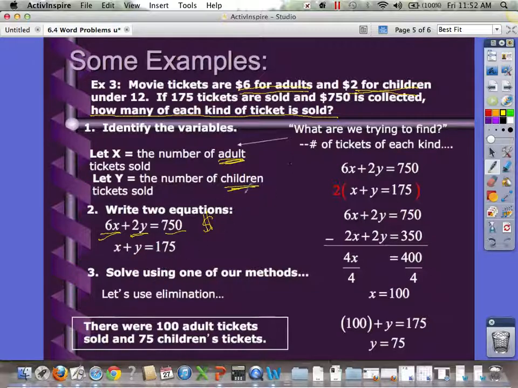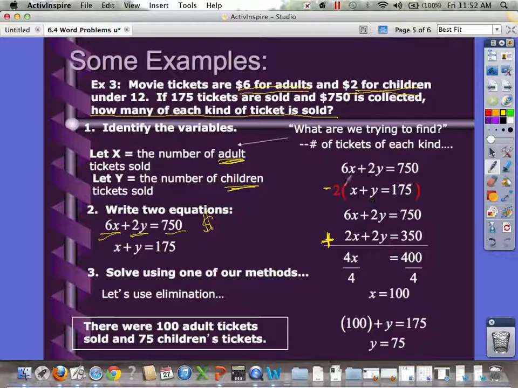So I wrote it over here. We're looking for the number of tickets each. I wrote the first equation. Now I want to make that bottom equation look like the top. We really should multiply by a negative 2, so that'll be a positive addition problem. Let's go ahead and change that now.